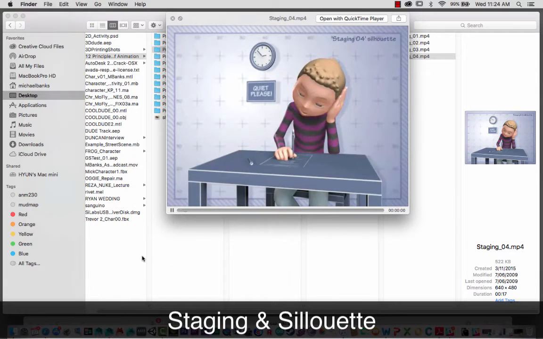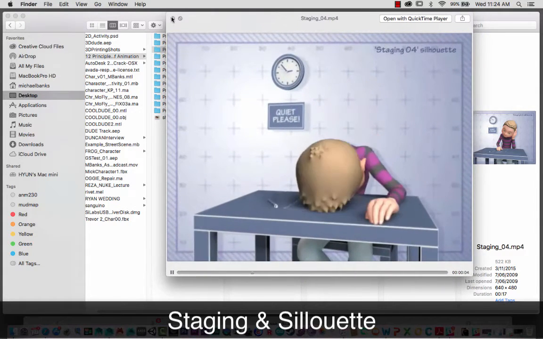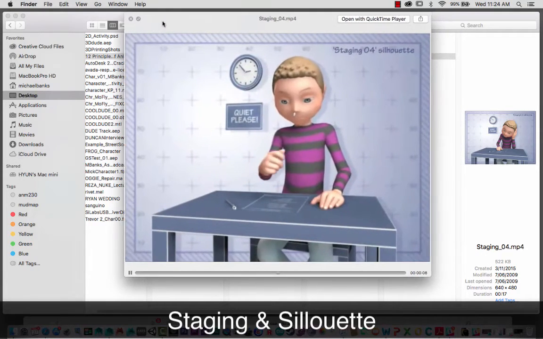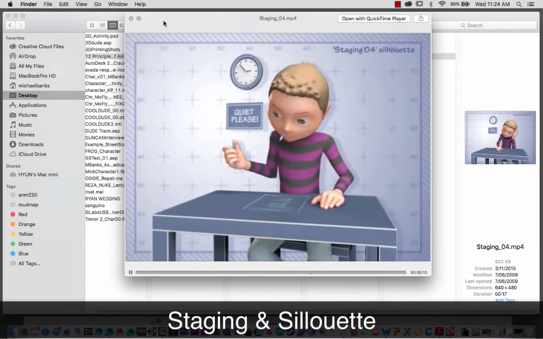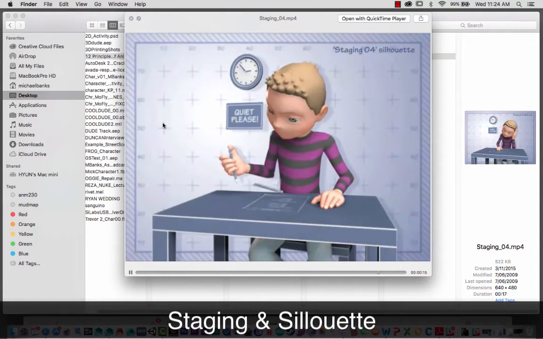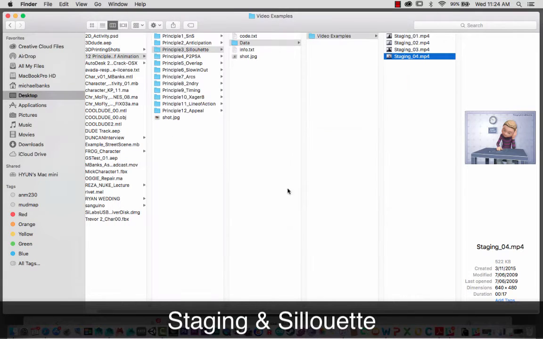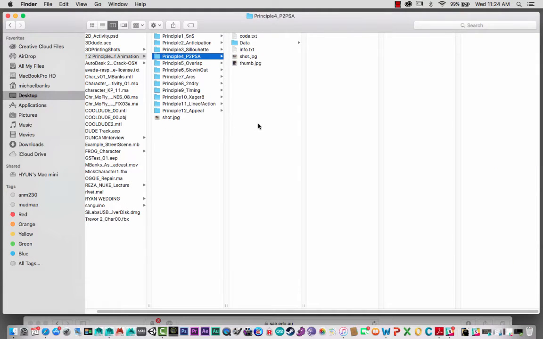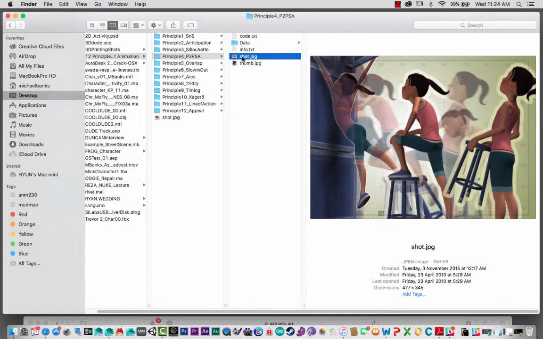Here we go. Here's the final piece. Okay, and here we get the nice silhouette. Fantastic. Let's move on. Pose to pose and secondary action. What do we got here? Oh, okay. She's going to do, looks like a blocking pass.